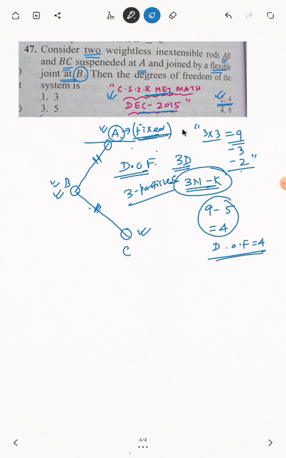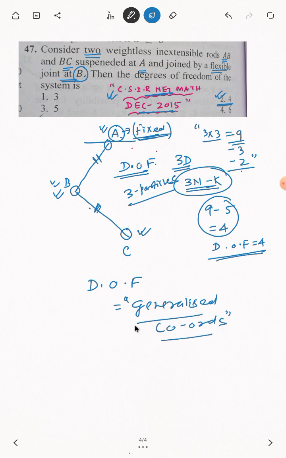So for today's lecture we should stop here because it is getting lengthy. From the next lecture, as I have told you already, DOF equals generalized coordinates. We will see in detail how the concept of generalized coordinates came into classical mechanics, who was responsible for it, and so on. So until then, goodbye.